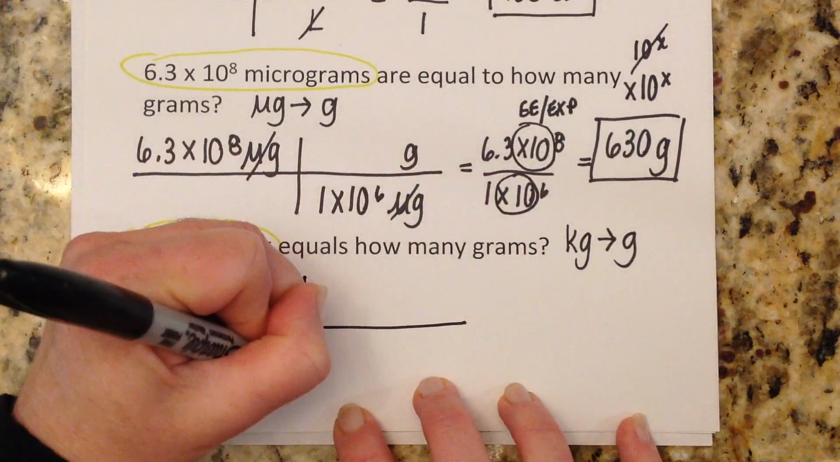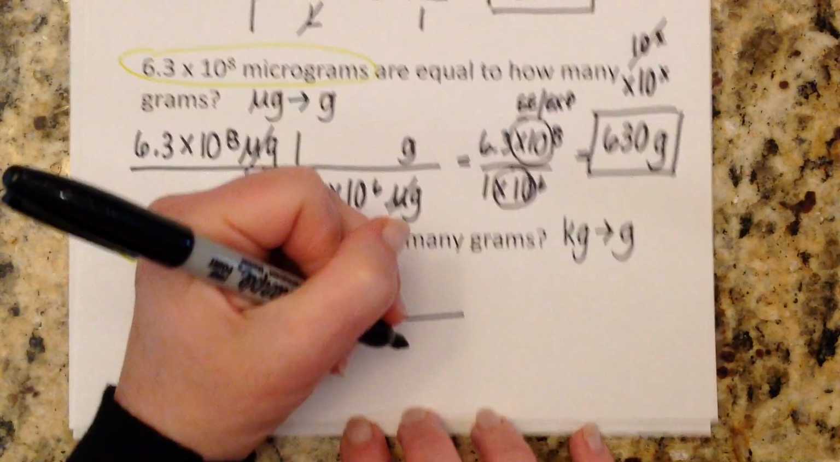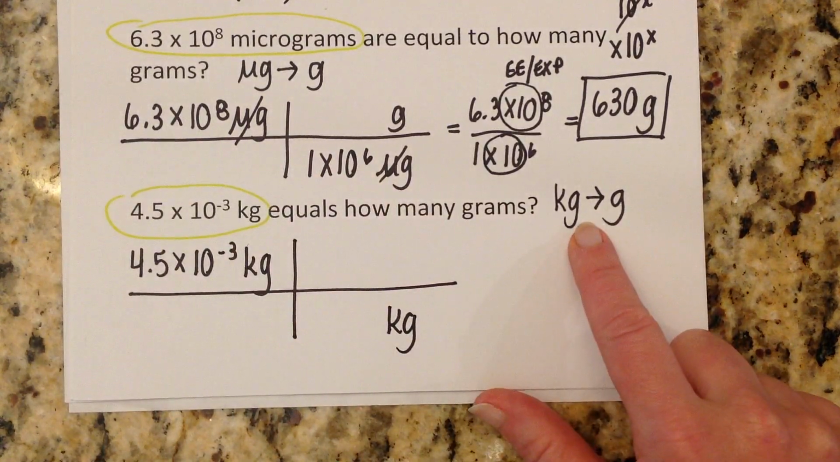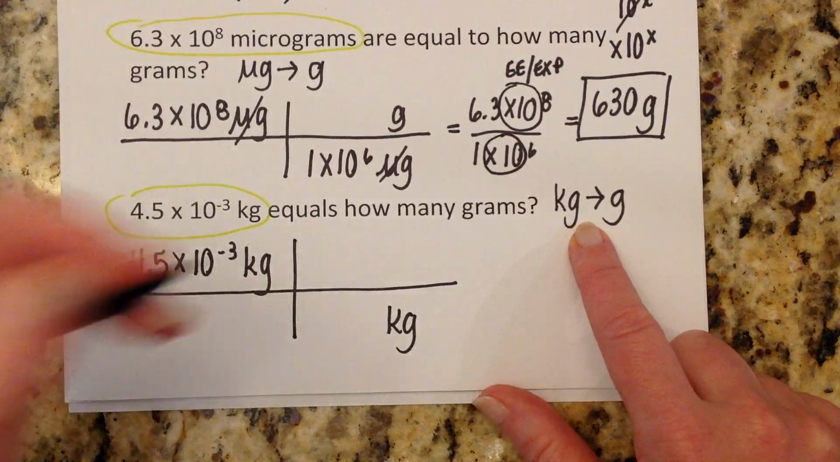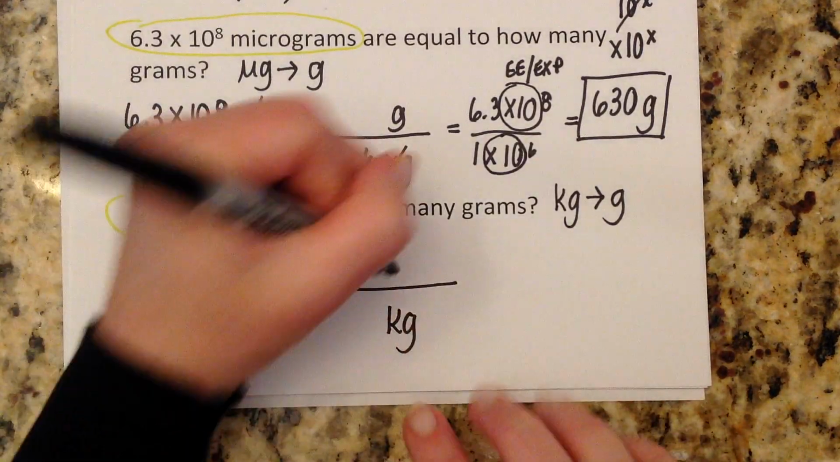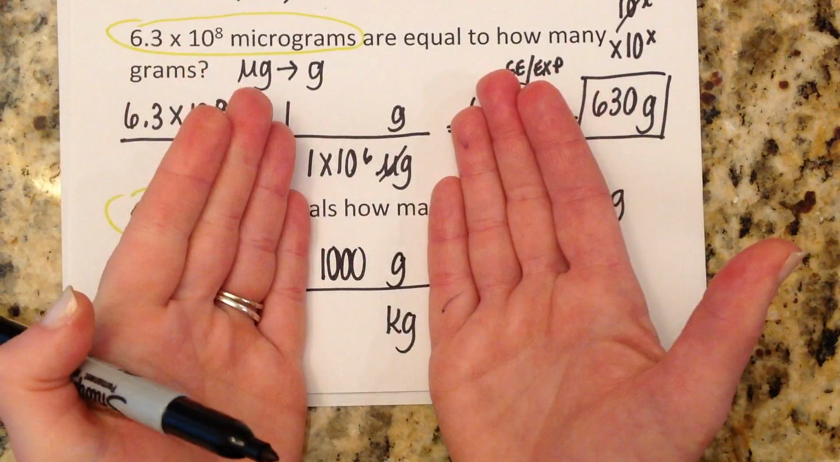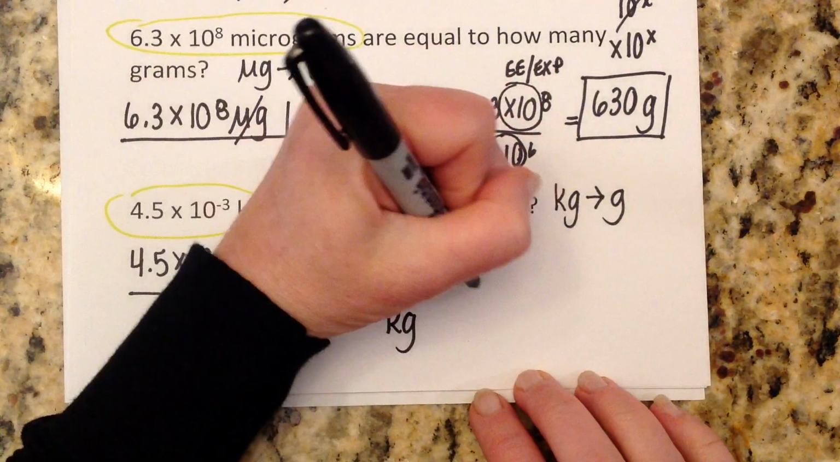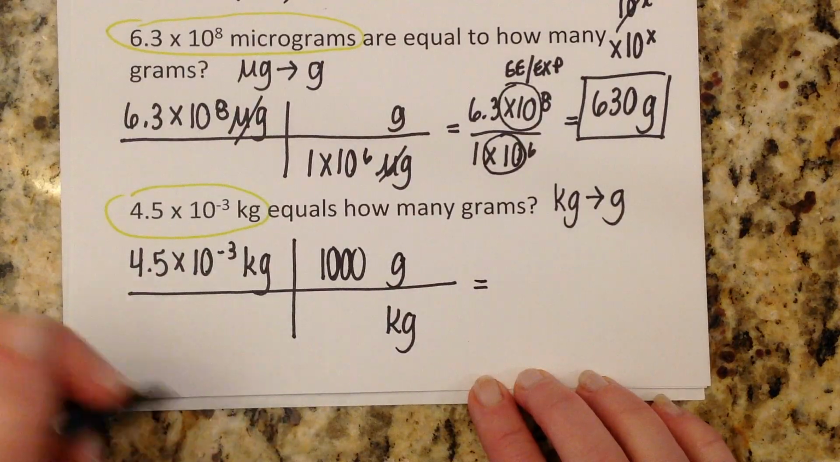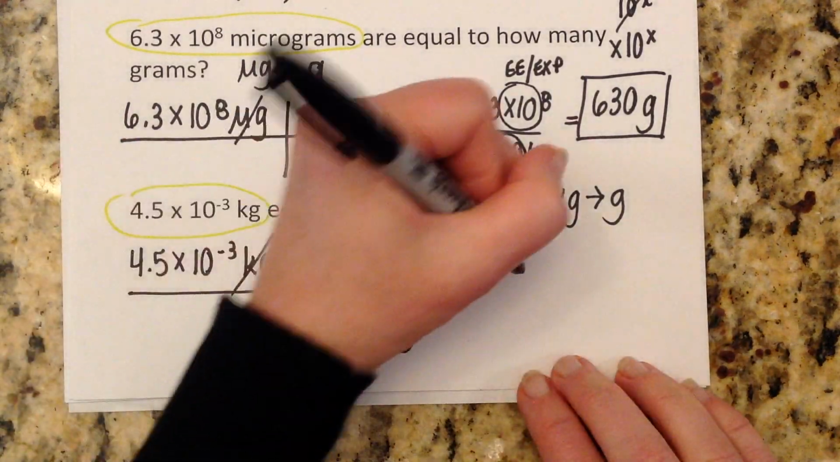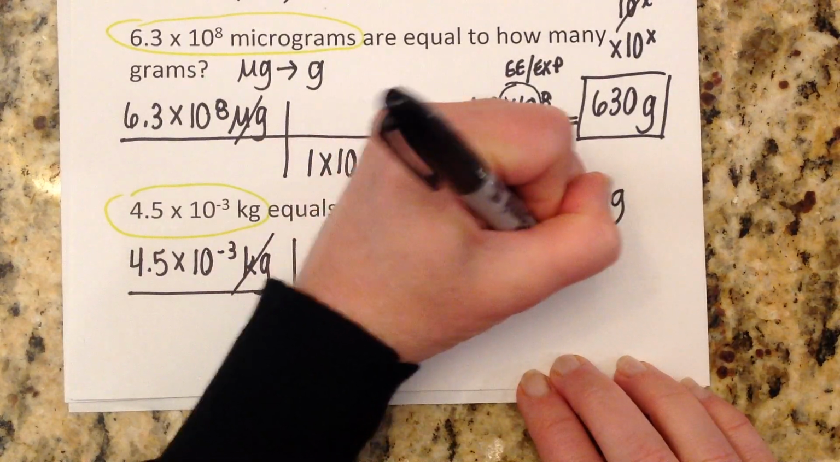Long line, short line. Kilogram is here, so I know it's going to have to go on the bottom. I do have a direct relationship between kilogram and gram. I know there are 1,000 grams in a kilogram because a gram is smaller. So I'm going from kilogram to gram. I know that I'm going to put the 1,000 here because that makes sense, 1,000 grams per kilogram. Kilograms will cancel. I'm going to multiply straight across, and I'm going to get 4.5 grams.